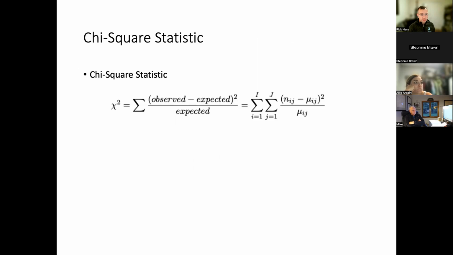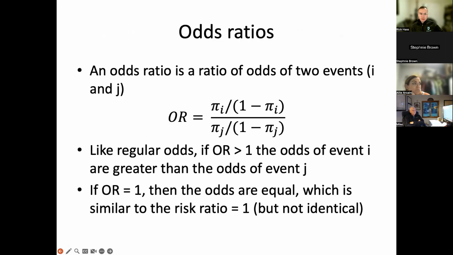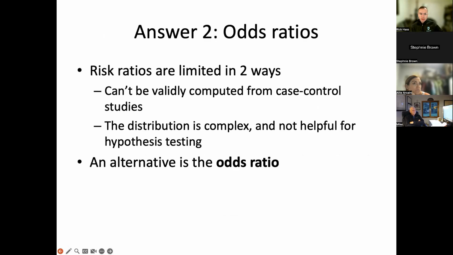So the way that we compute the test statistic is for each cell, we compute this ratio. In words, the ratio is the observed count in that cell minus what we expect it to be, squared, divided by the expected count. In symbols, we use Nij for the observed count and mu ij for the expected count. Now, expected count is easily computed. We already did it.